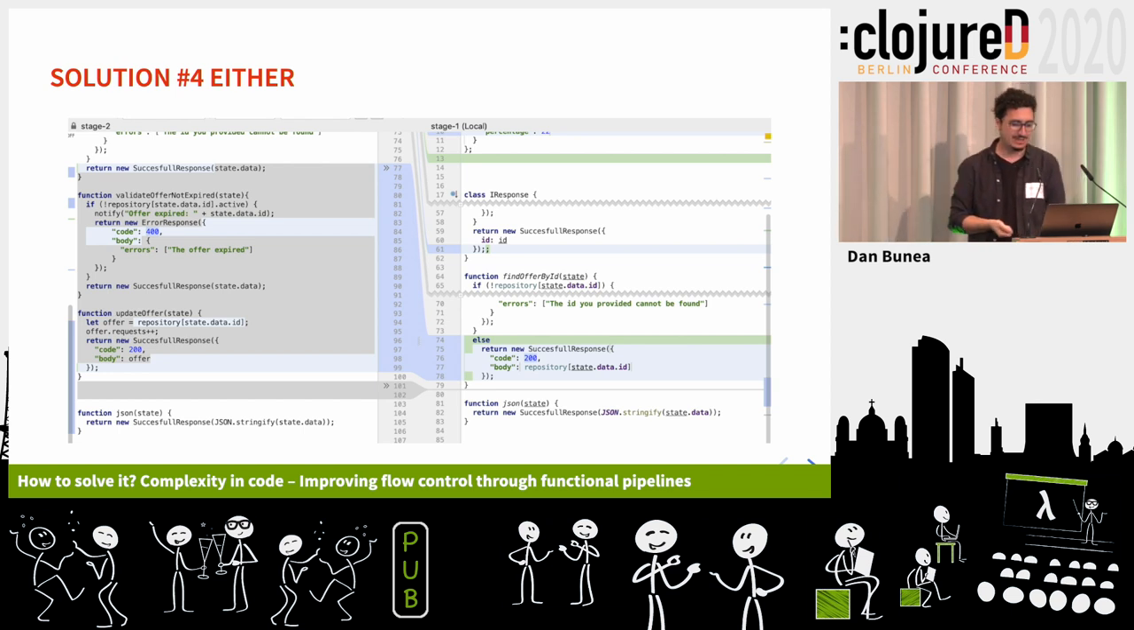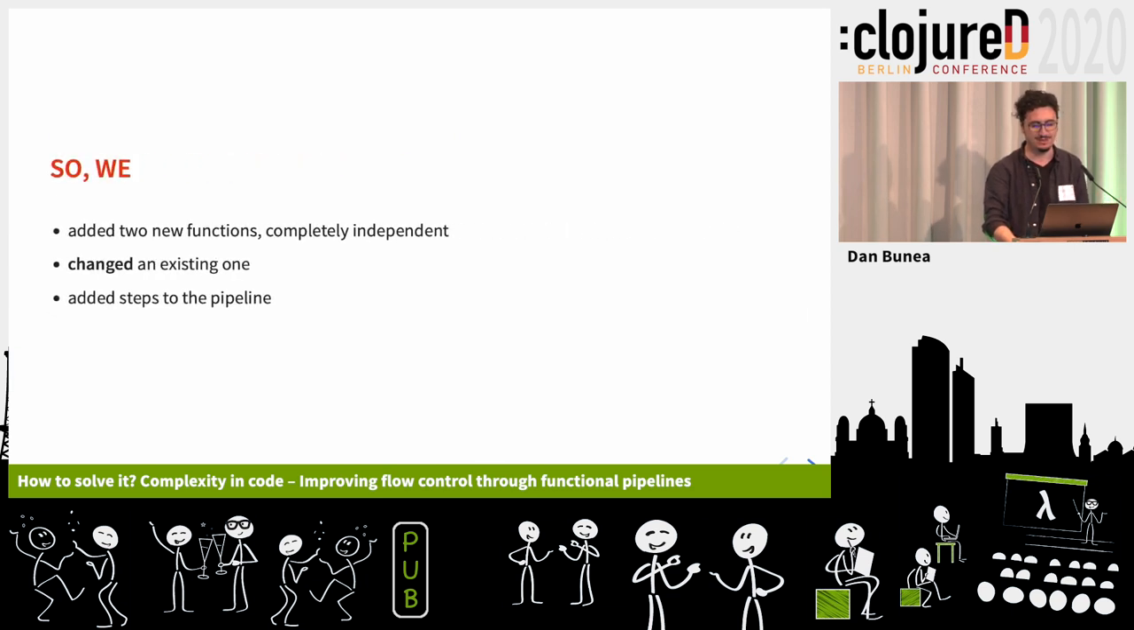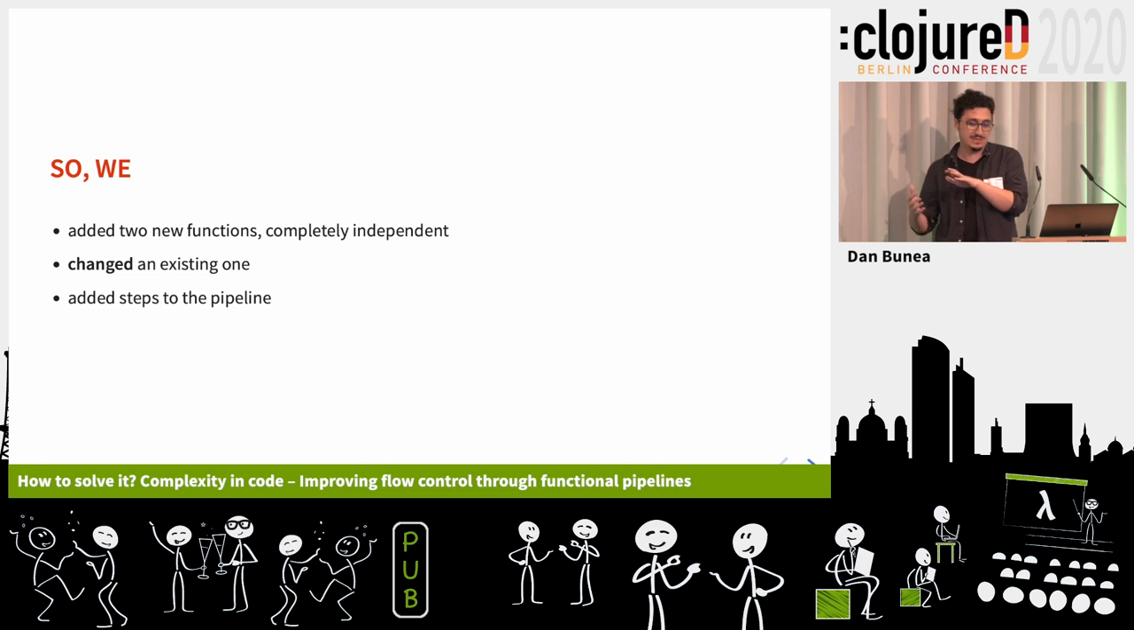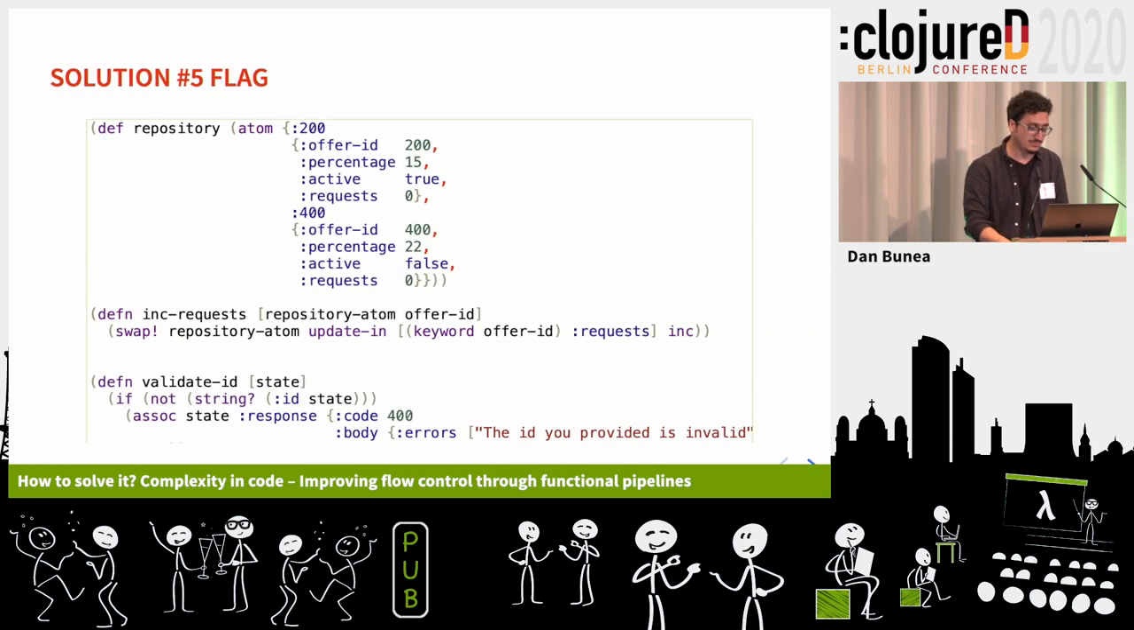I skipped solution number three, and I went straight for solution number four, which is for typed languages. As you can see, we added two new functions, and that's a good type of change. You add things. We did have to change something in the existing code, but it's still a little bit better, I would say, than what we did before. And we're improving here, I think.